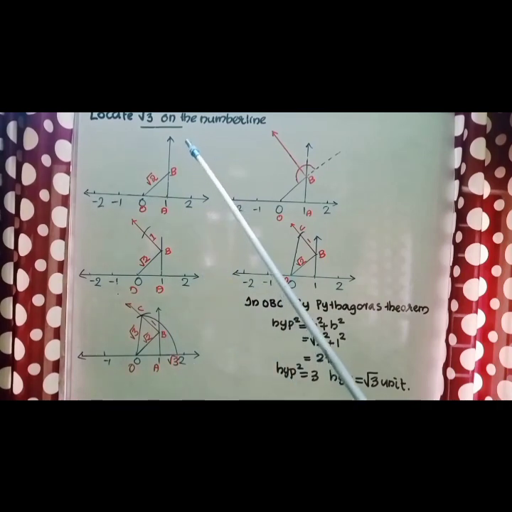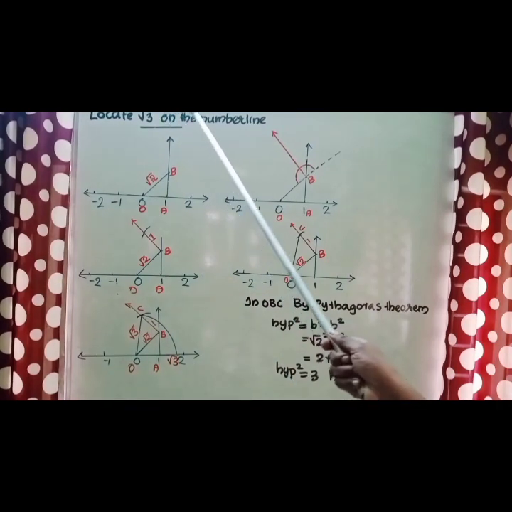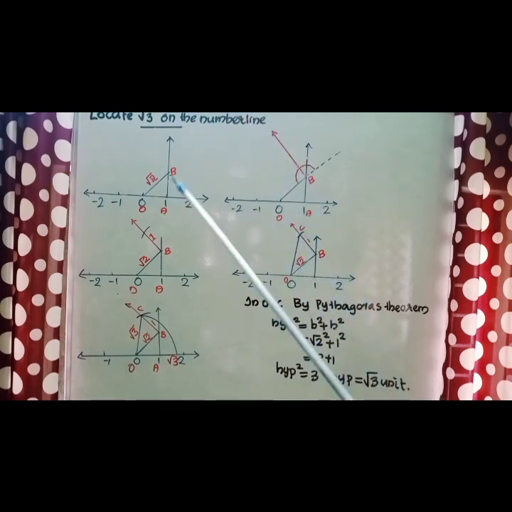Now let us discuss how to locate root 3 on the number line. First, you follow the same procedure for location of root 2 on the number line. After the formation of this triangle OAB, you just extend this line OP a little more, then draw the perpendicular line from the point B. Then you take 1 unit distance and mark 1 unit distance and draw the arc there.